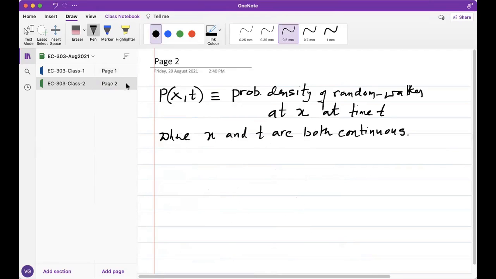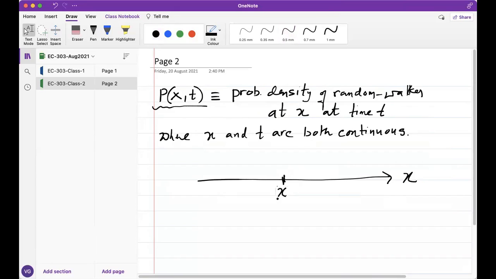So then what we have is a continuous time random walk. Under that assumption, how is this probability density function changing over time? That's what we would like to understand. Okay, so how do we understand this? Again, draw the line. We have x. Let's say the animal has some probability density at x at time t. We would like to know what this is.